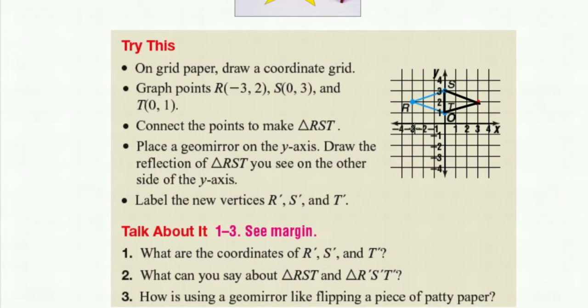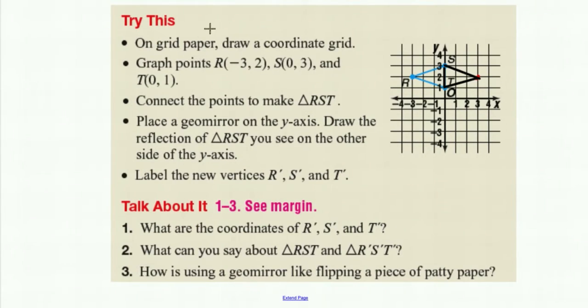Okay, so what are the coordinates of r prime? This is now r prime. Let's label them r prime, and this now becomes s prime, and this is t prime. Okay, what are the coordinates of r prime, s prime, and t prime?